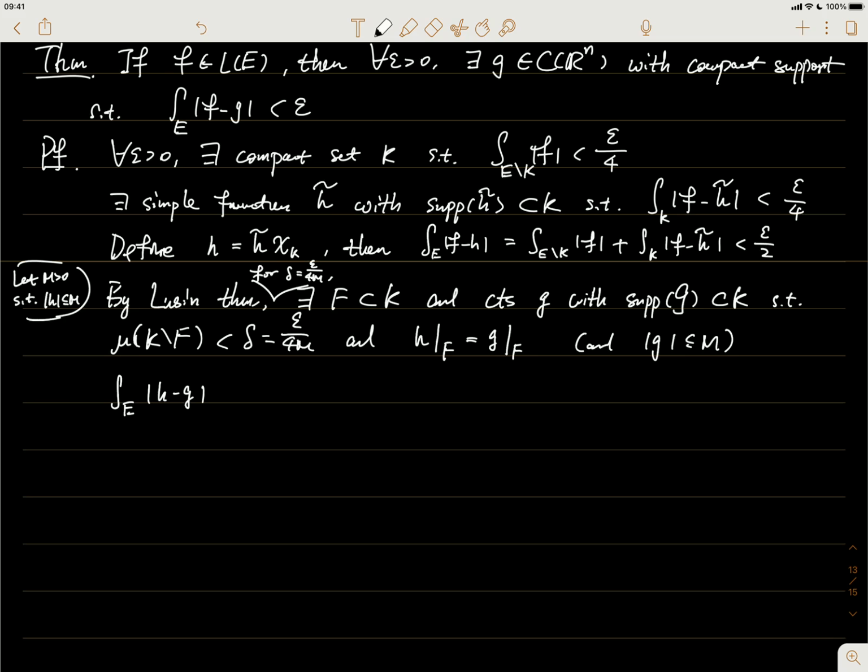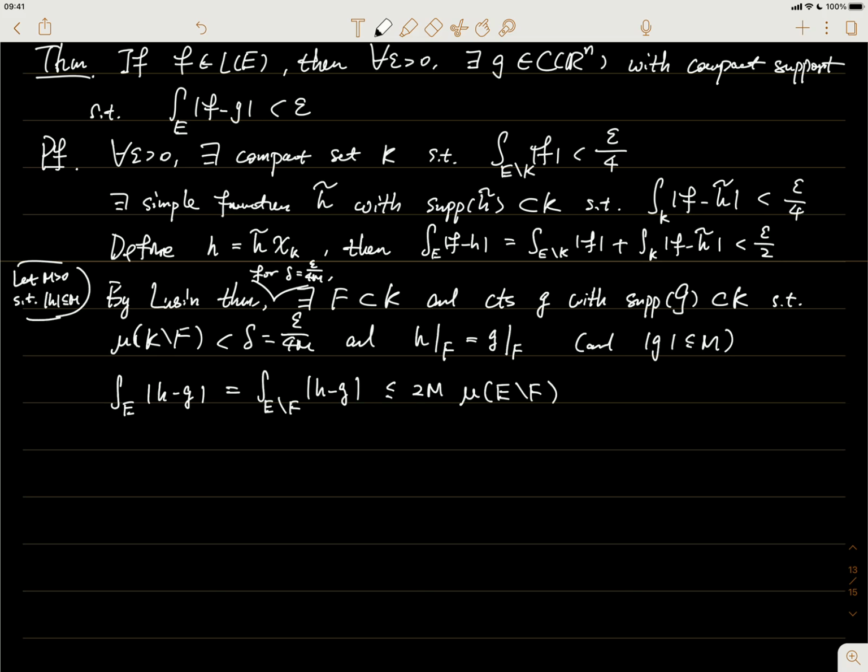we know that they are identical on f, right? So what happens is only outside of f, so it should be equal to the integral of these two outside of f. Okay, and because h and g are both bounded by m, it's bounded by 2m times the measure of e minus f.